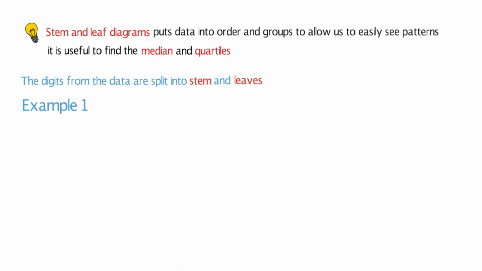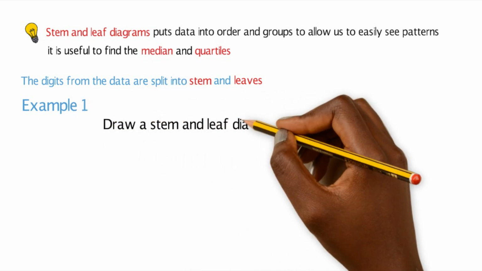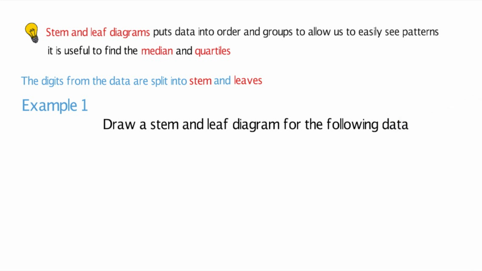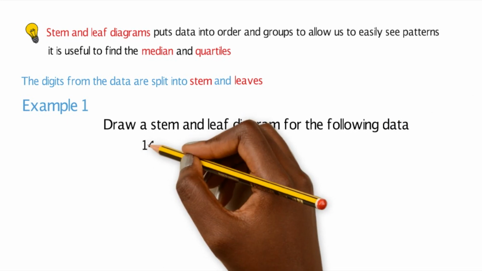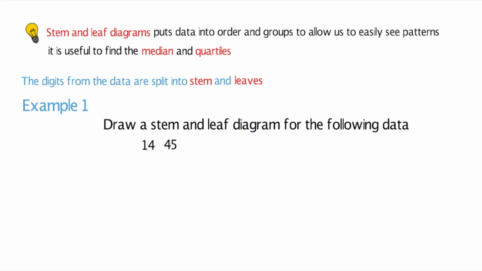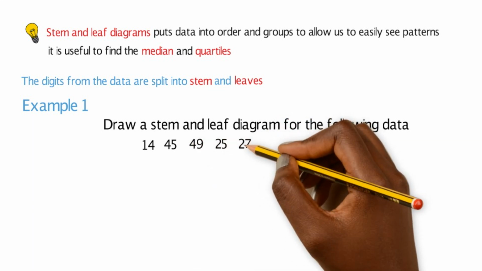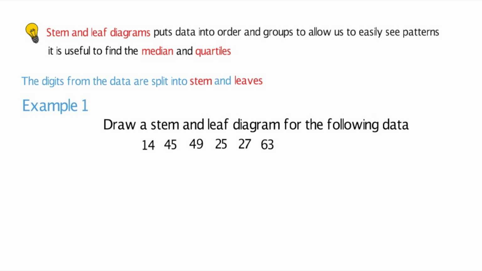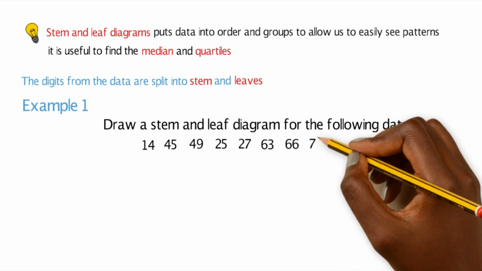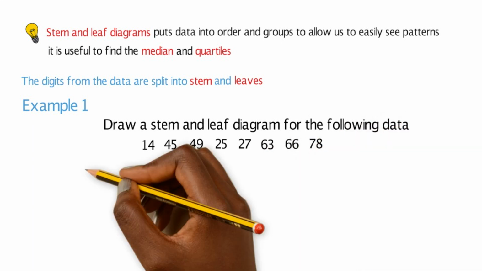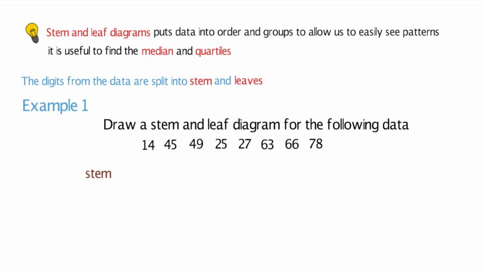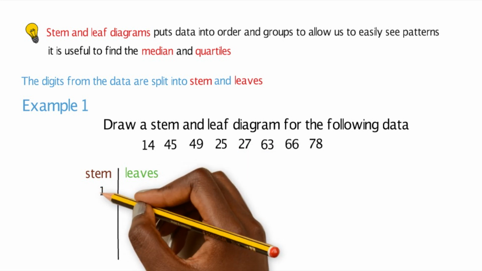So looking at example 1. If a question says draw a stem and leaf diagram from the following data, here would be our example of data. So numbers like 14, 45, 49 and so on. The first thing that we would do is write the word stem, and then we're going to draw a line in between and then we're going to write leaves. So that's splitting it into our two groups.